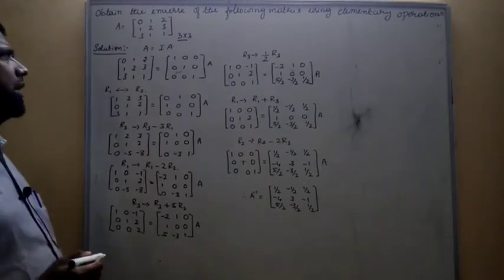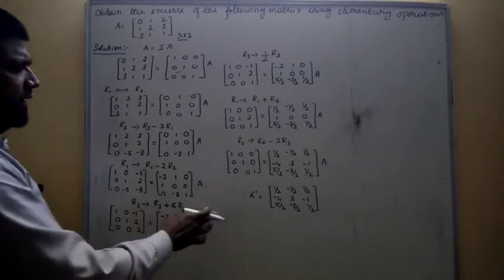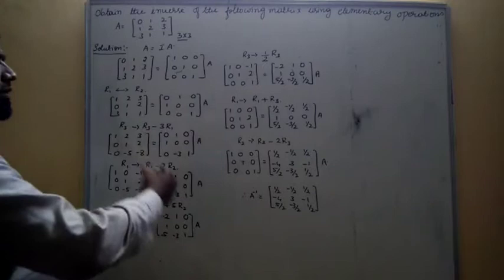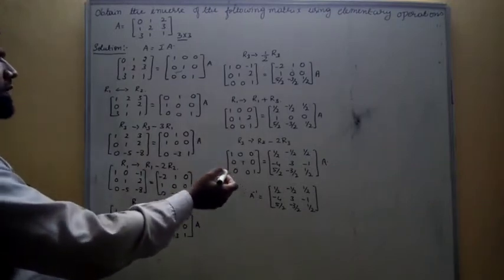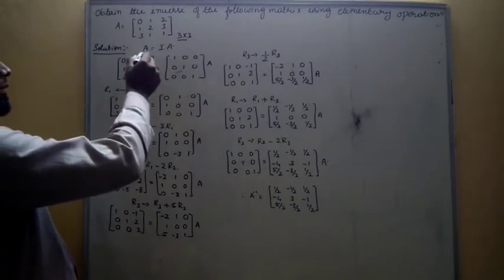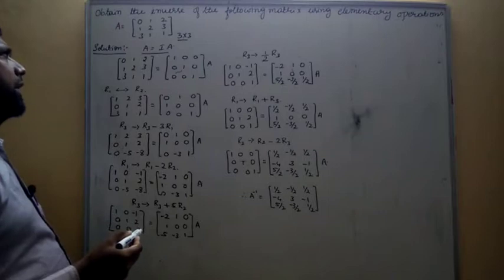I have already written the solution first because this problem is very lengthy. So I have written the solution of this problem. Now I am going to explain it. So A is equal to I into A. We have to follow the same procedure. A is equal to I into A.